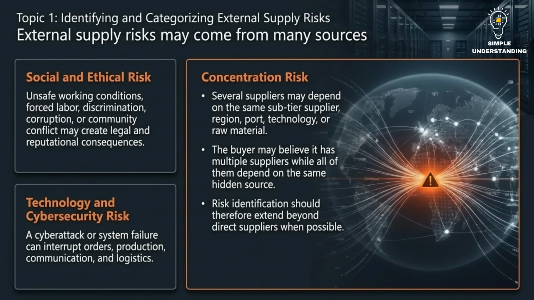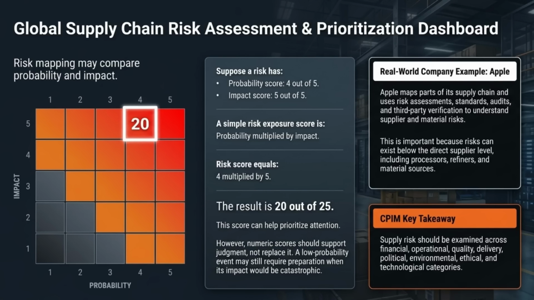Concentration risk. Several suppliers may depend on the same sub-tier supplier, region, port, technology, or raw material. The buyer may believe it has multiple suppliers when all of them depend on the same hidden source. Risk mapping should therefore extend beyond direct suppliers when possible. Risk mapping may compare probability and impact.